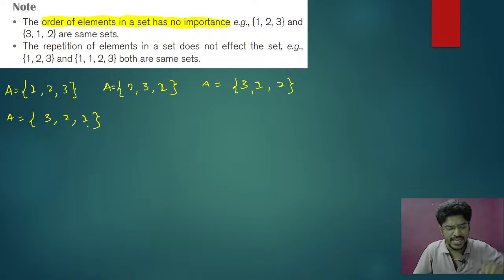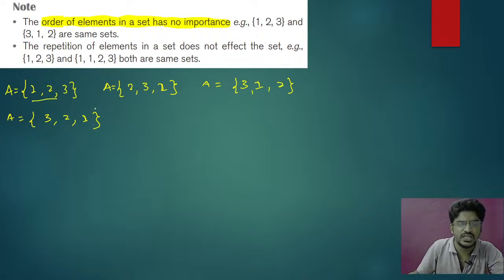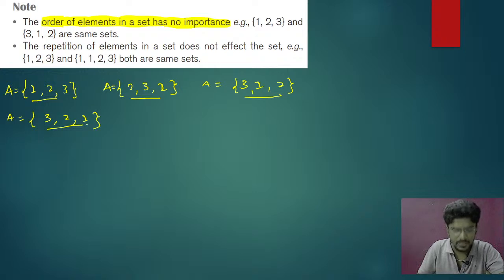So if you write them like this, it is equal to if you write like this, and again if you write like this, no problem. Again if you write like this, no problem. So all the elements inside the set are independent of their order. You can write them in any order.